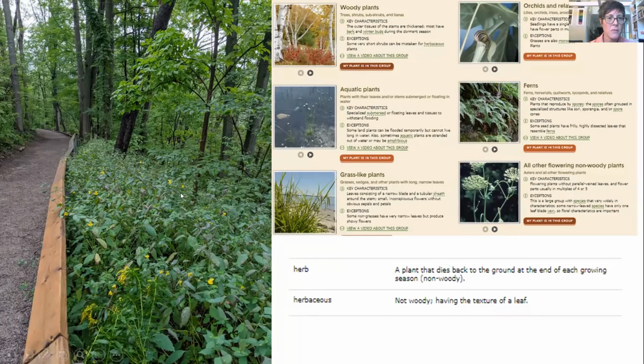So we see that it's in a terrestrial habitat, it's not in the water, and it's down low to the ground. There are woody trees here. It's obviously not a tree, and there's nothing indicating that it would be a shrub to me. If it were, I'd better take a picture of the woody twigs or the bark so that I know. So this is how we know that it is in the all other flowering non-woody plants category.